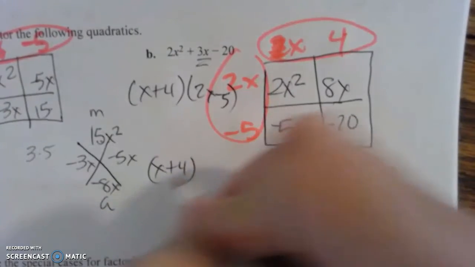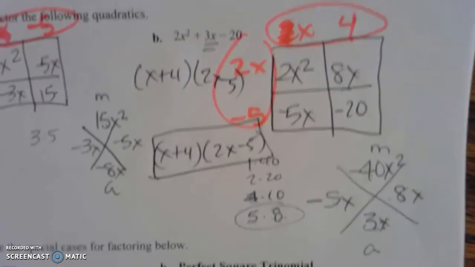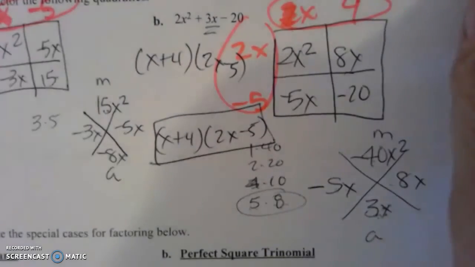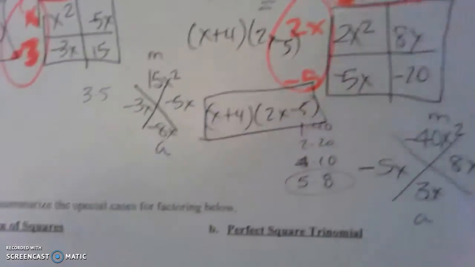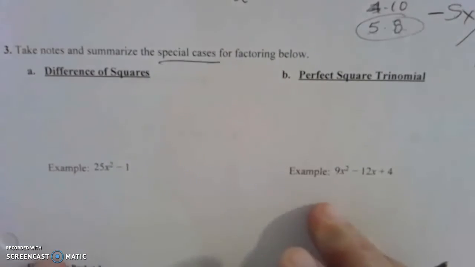X plus 4 and 2x minus 5. I'll make it a little bit neater right there. All right, so factoring. There are some cool things to look for. Here are some special cases.